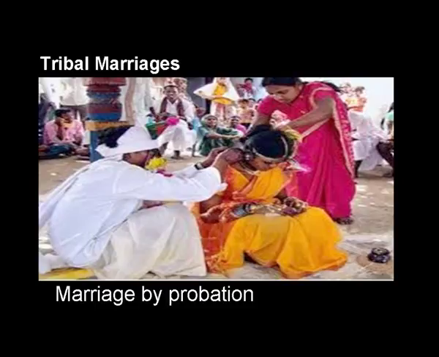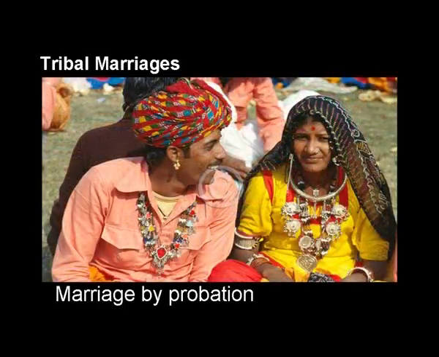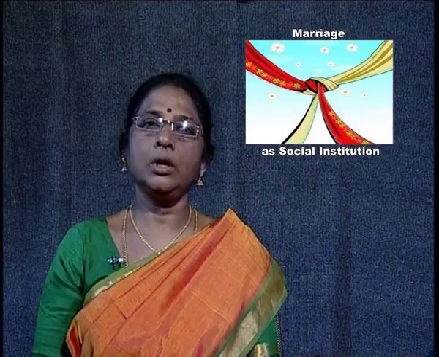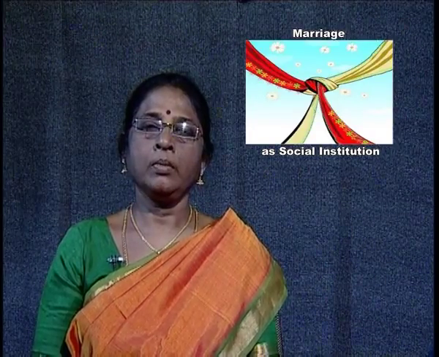The next type of marriage is marriage by probation, which is a peculiar feature in tribal marriage. Under this type of marriage, the boy and the girl are permitted to live together for some time, and if they like to continue this relationship, they are permitted to marry.